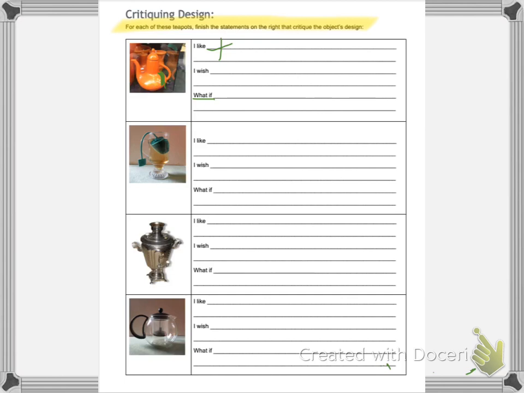Repeat that process for each of the 4 teapots. Write a complete sentence or 2 for each I like, I wish, and what if section, and then you'll be done. You can hand it in to me for a perfect score. Of course, you're going to get a perfect score because you're going to do a great job on this.